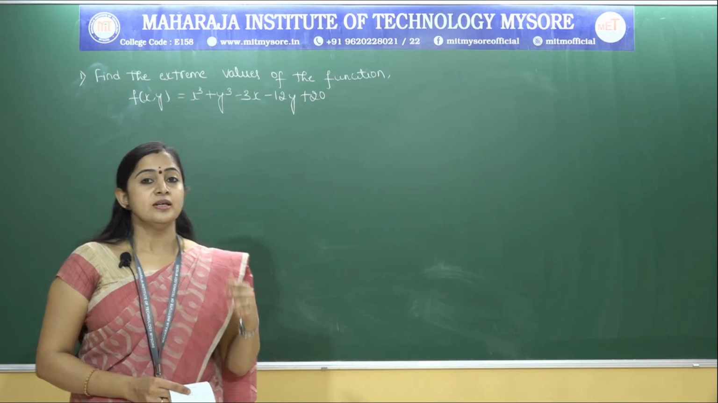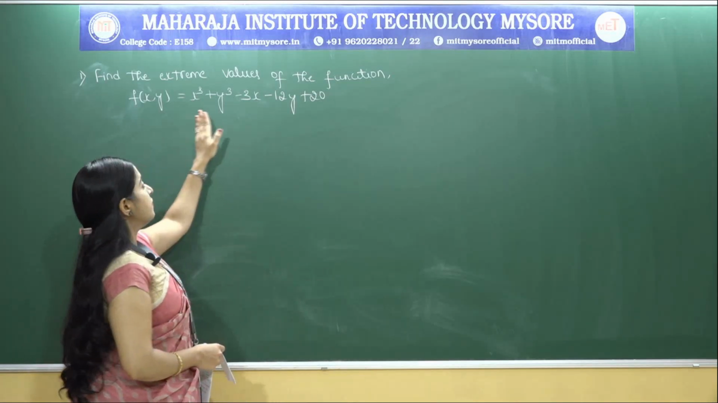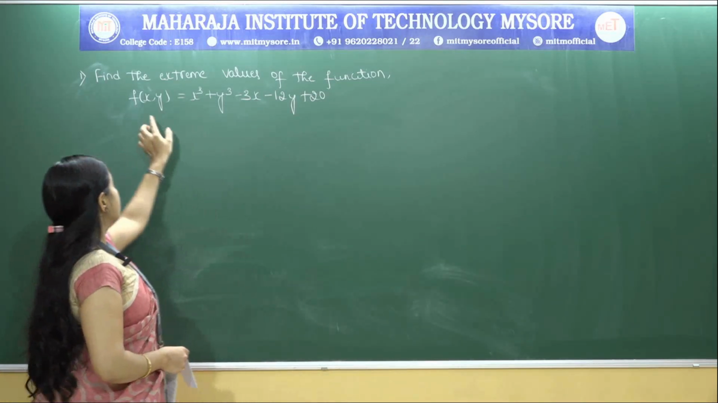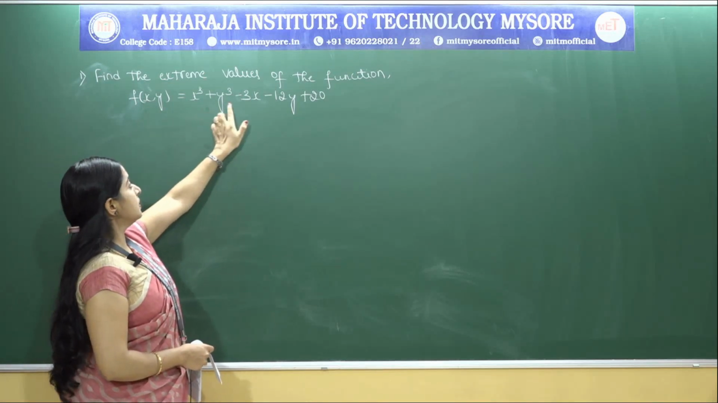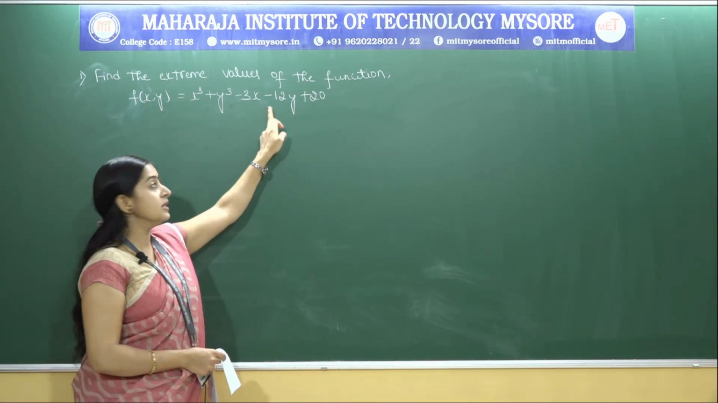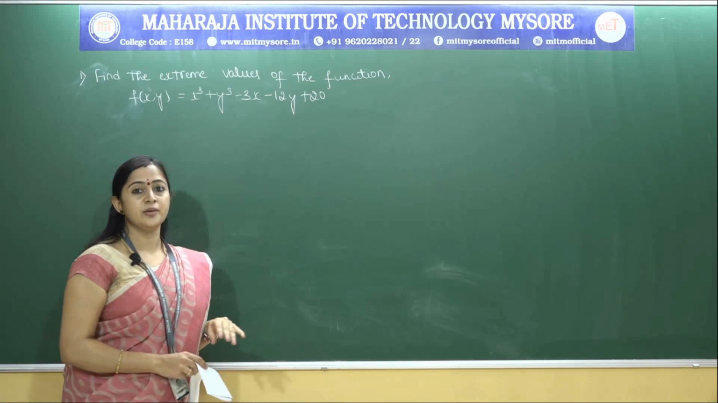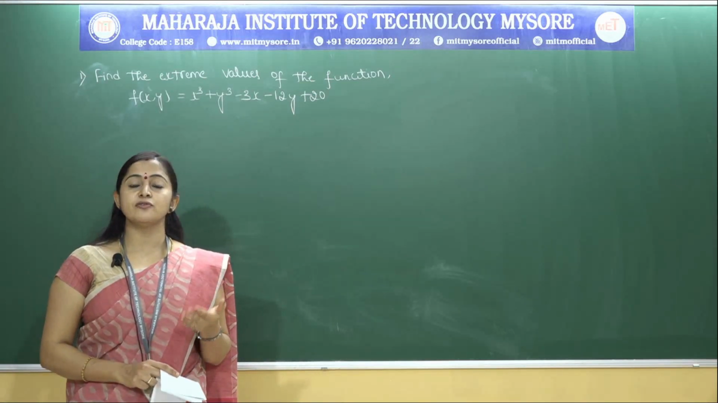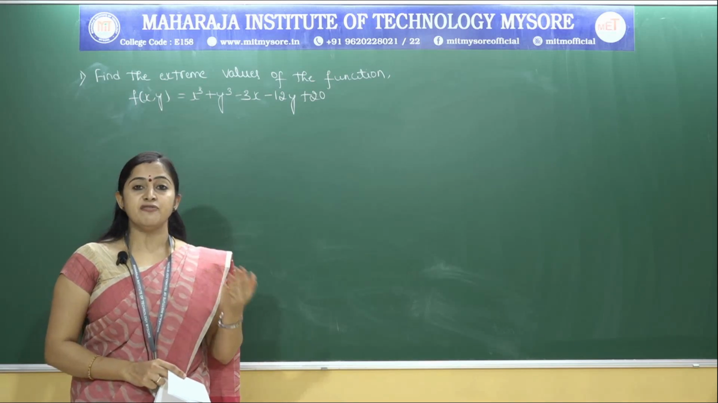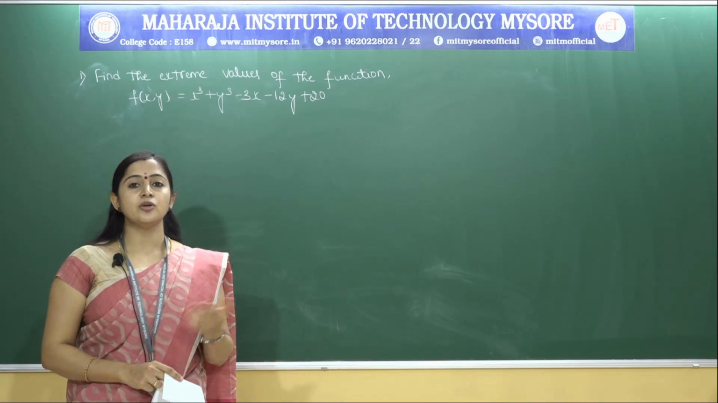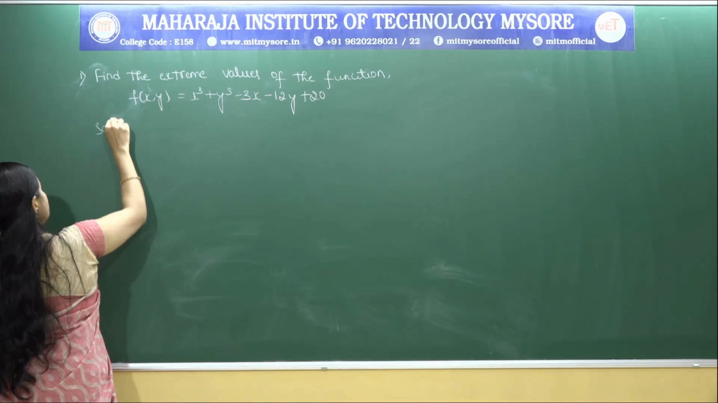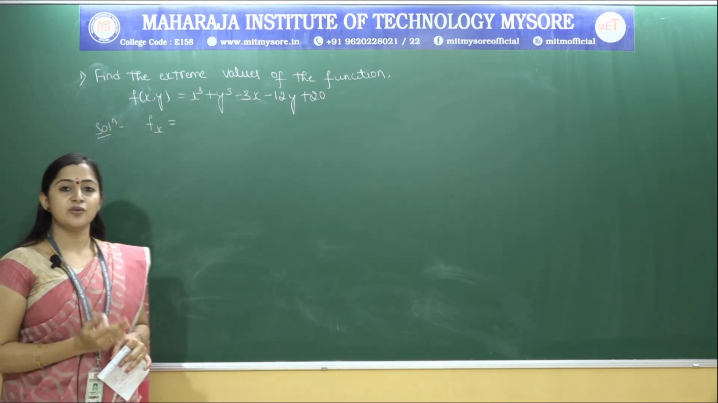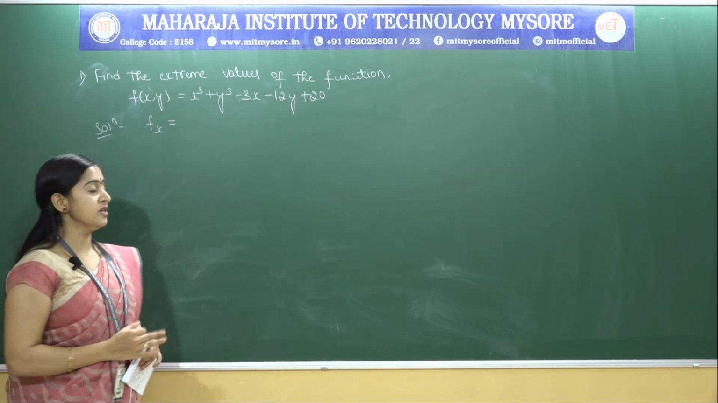Next, the problems. They will ask to find the extreme values for the given function f of x comma y, x cube plus y cube minus 3x minus 12y plus 20. You have to find the stationary points, that is consider the first order differentiation fx and fy then equal to 0. Solution. Differentiate the given function with respect to x first.